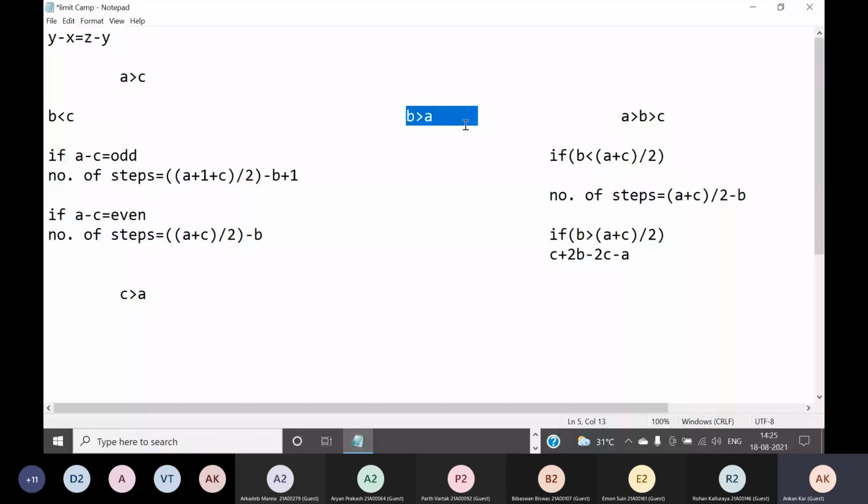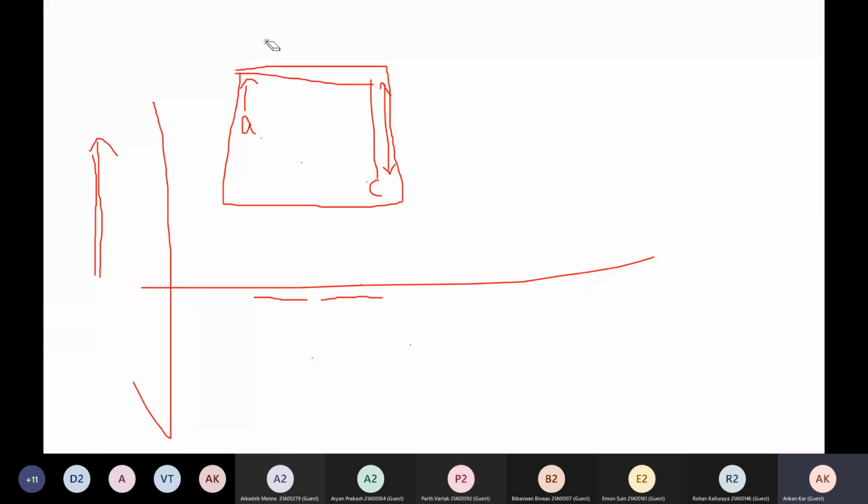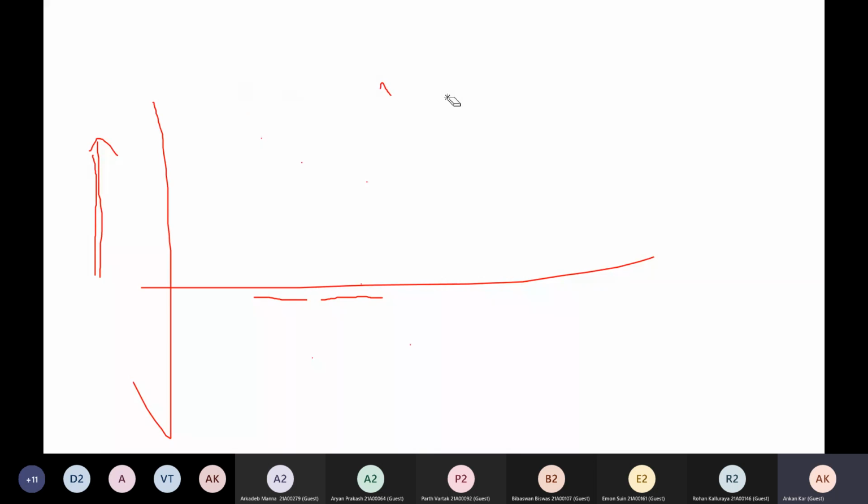A is greater than C and B is greater than A. Take the value of B and increase C to B and A to B. That's all you need. You don't need to increase B, else you have to increase A and C both, which is an extra increase. Okay, sir. Thank you, sir.